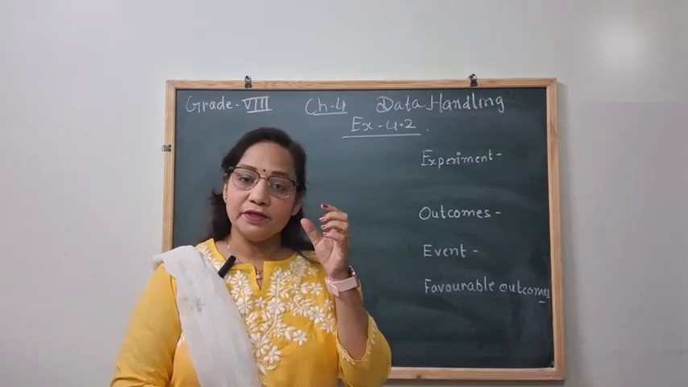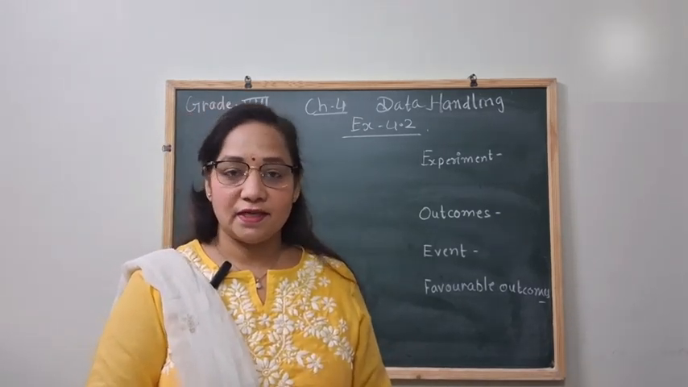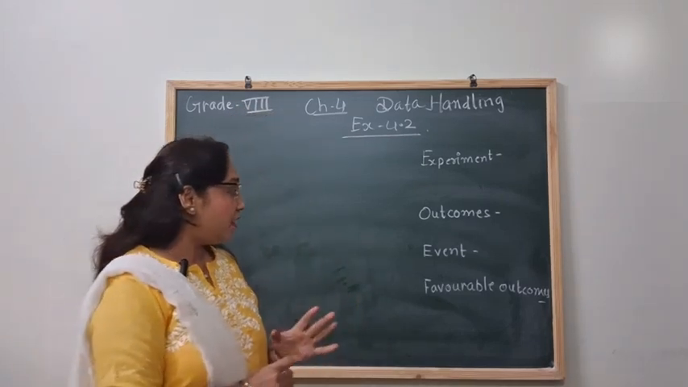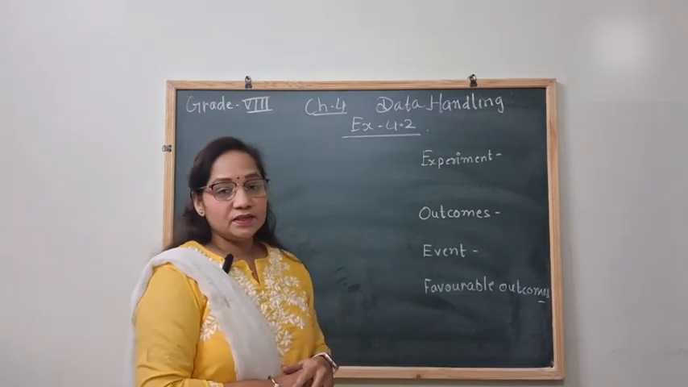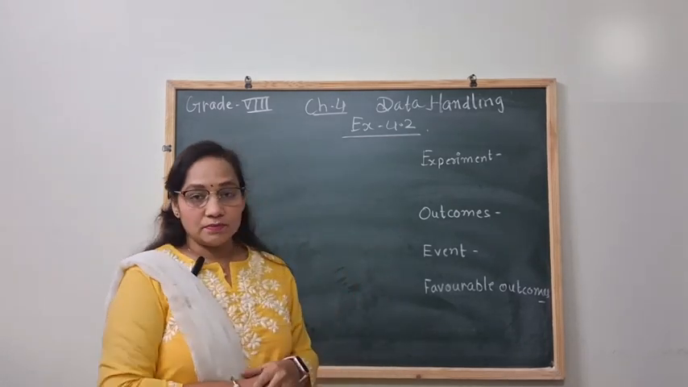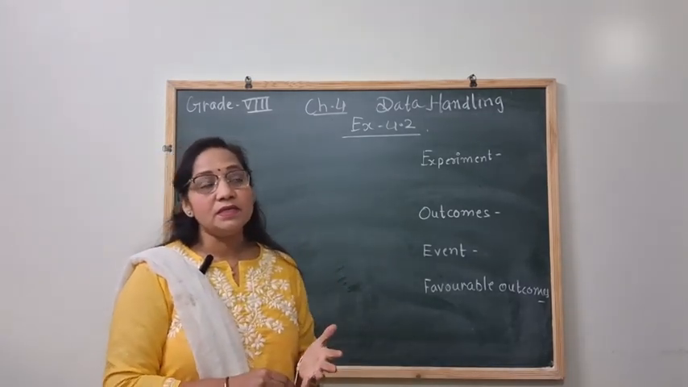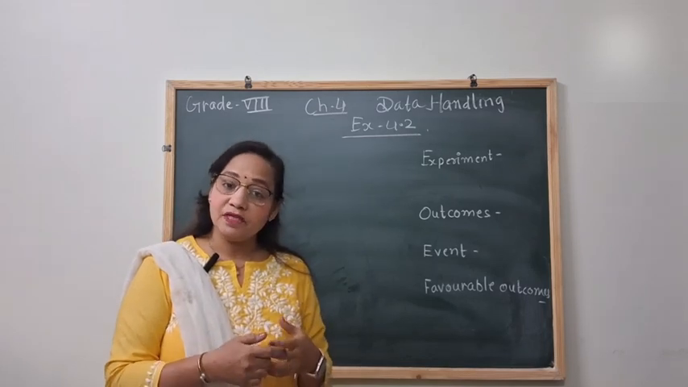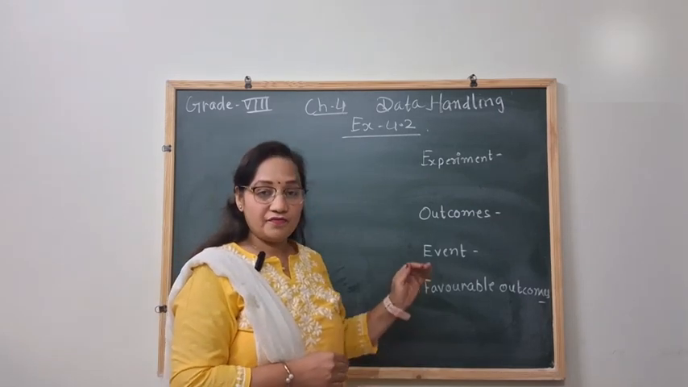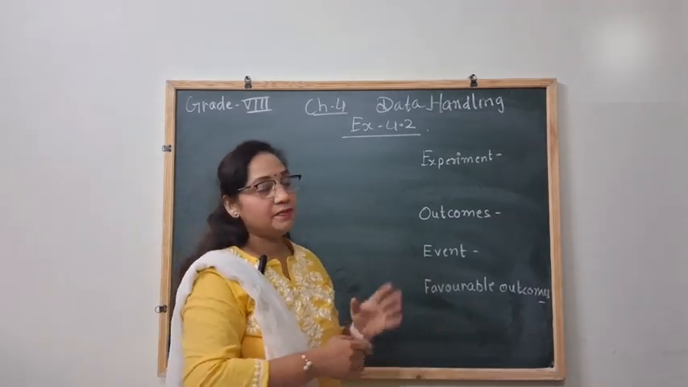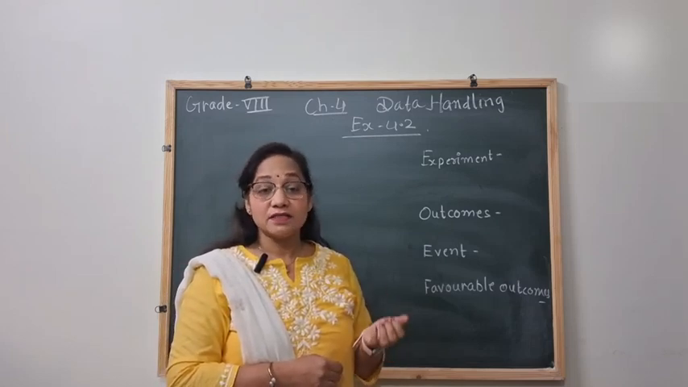There are a few important terms or concepts which you need to understand before you start with the exercise. What do you understand by outcomes? What do you understand by events, and what do you understand by favorable outcomes? For that you need to have an experiment. What is an experiment? Experiment means you should be doing something which has results.